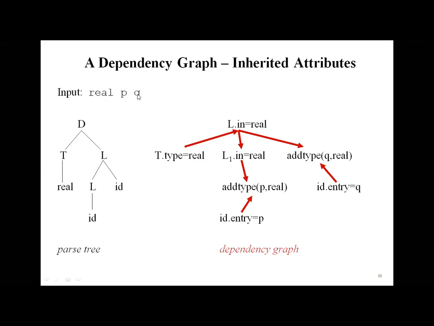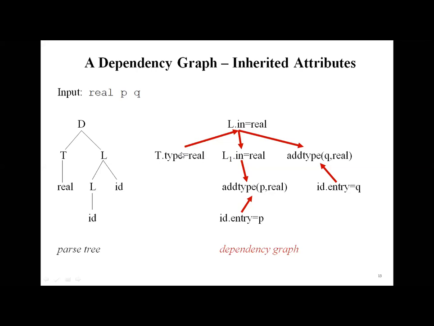Because the value of q will be inherited from p, from this particular sentence we can write the first tree: T.type = real, L.in = real, id. So these are the real p and q, and there is a dependency. When the identifier is p and if p is real, what will be identified first? The T.type is real or integer.